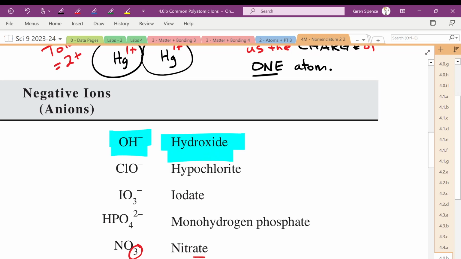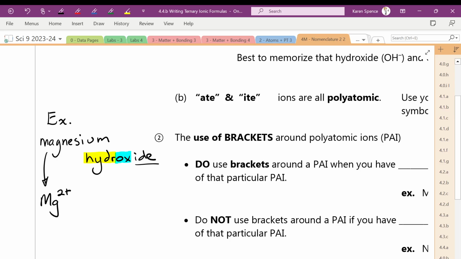Hydroxide is OH minus. And whenever it says minus, what does it mean? It means minus how much? Plain old minus means minus 1. So we have +2 and we have -1. Are those equal?